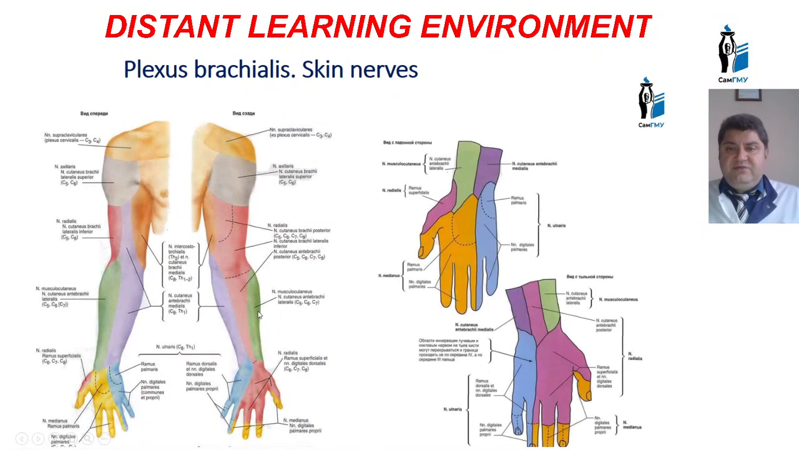In detail you may see these innervations. Here you may see the innervation of the median nerve at the palmar surface, the ulnar nerve in the palmar surface, also the ulnar nerve in the dorsal surface, and in a different color the dorsal skin innervation of the radial nerve.